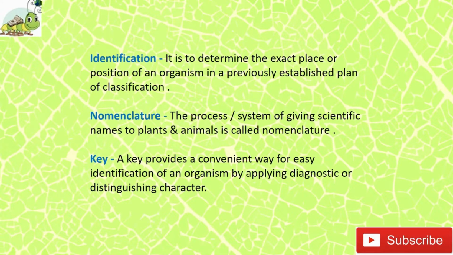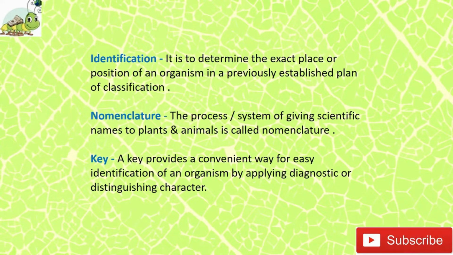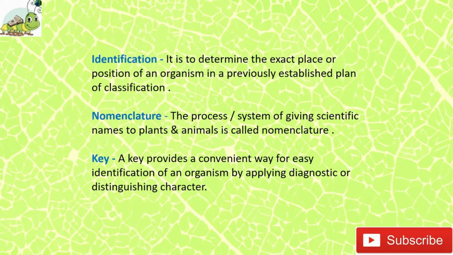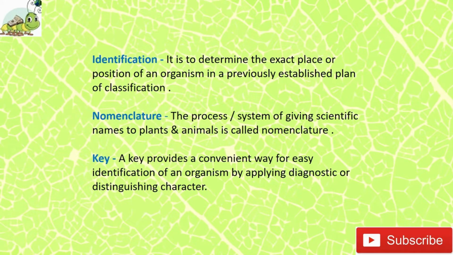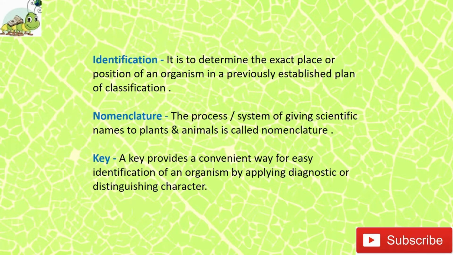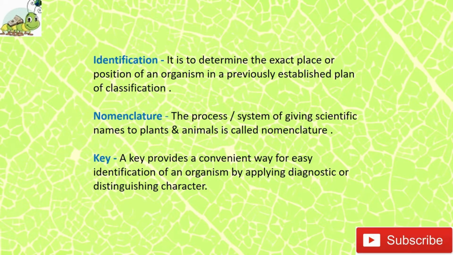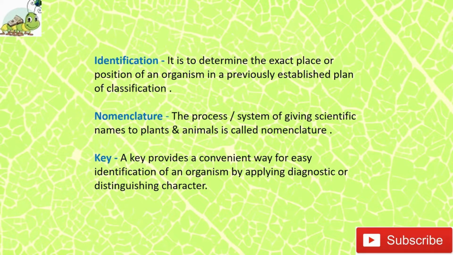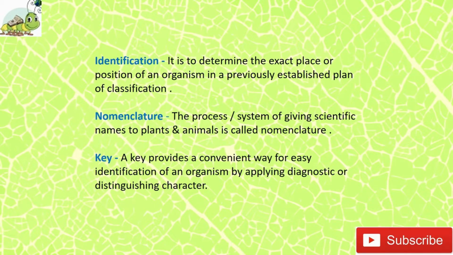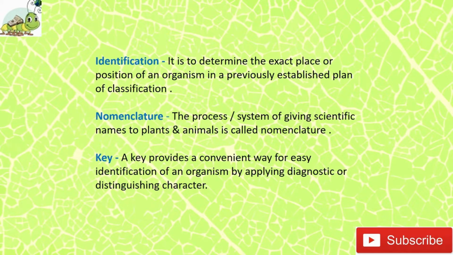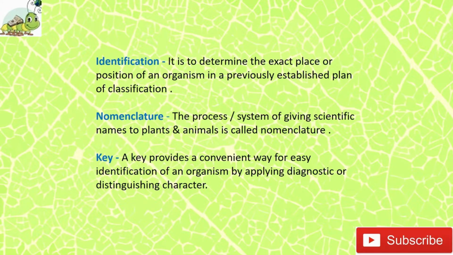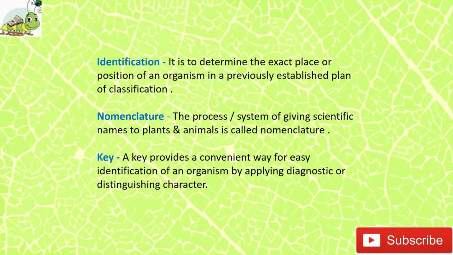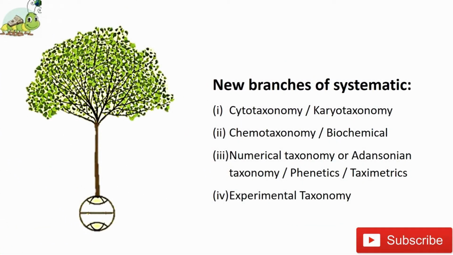The process or system of giving scientific names to plants and animals is called nomenclature. Nomenclature and classification go hand in hand and cannot be taken in isolation. In reality, both are inseparable. Next point, the key. A key provides a convenient way to easy identification of an organism by applying diagnostic or distinguishing character.